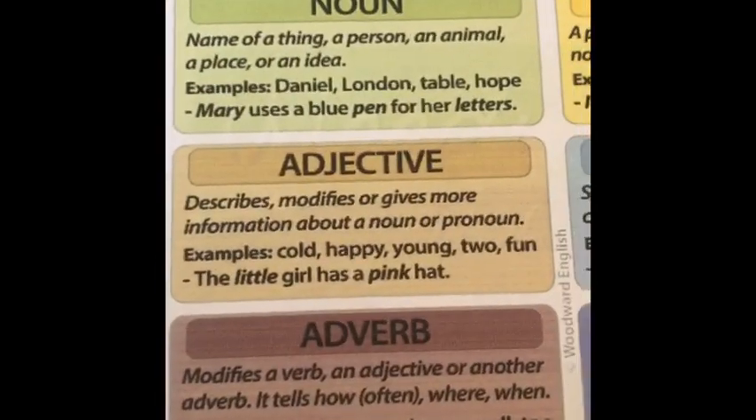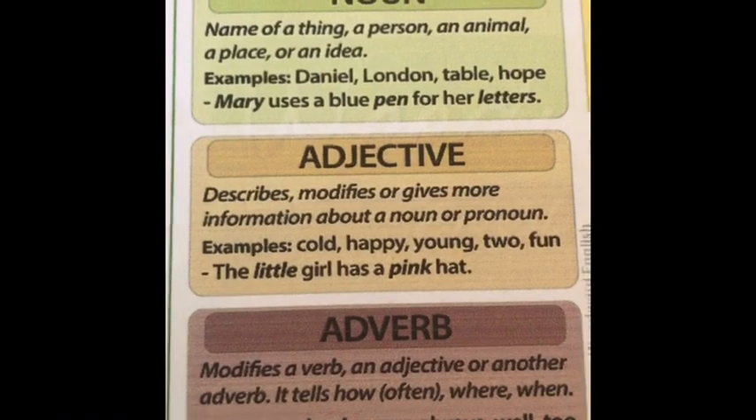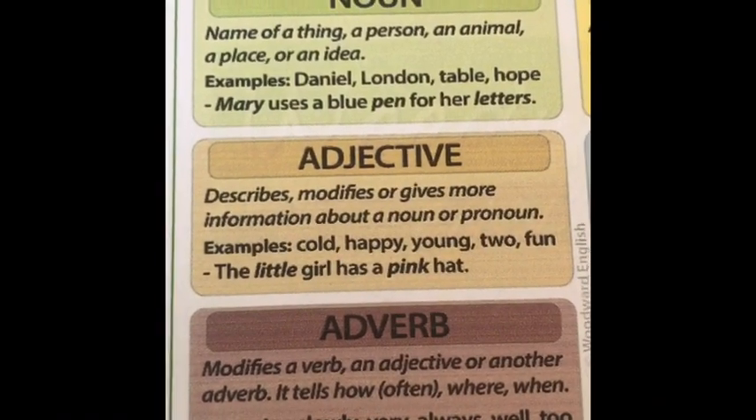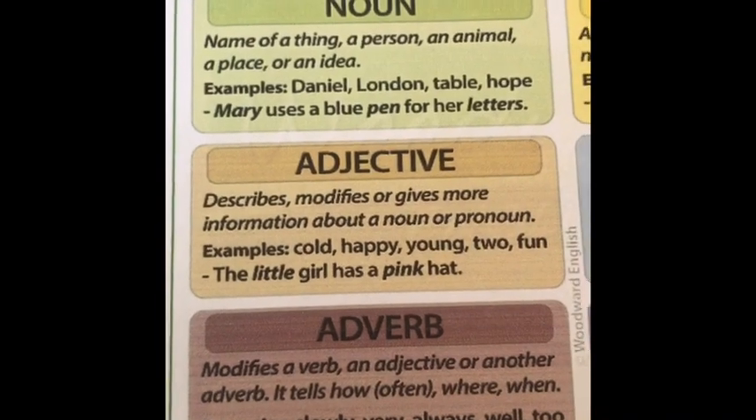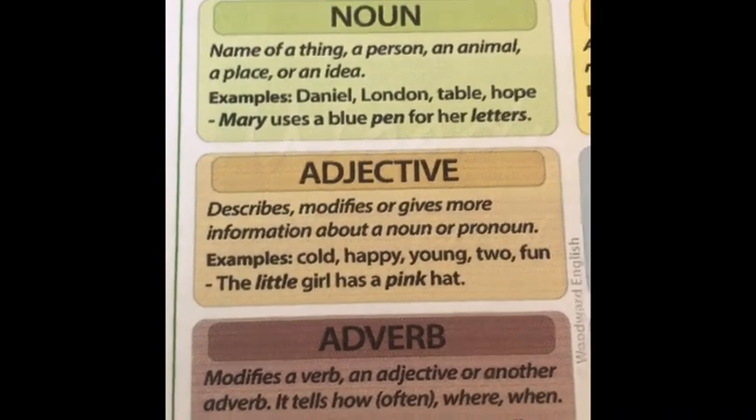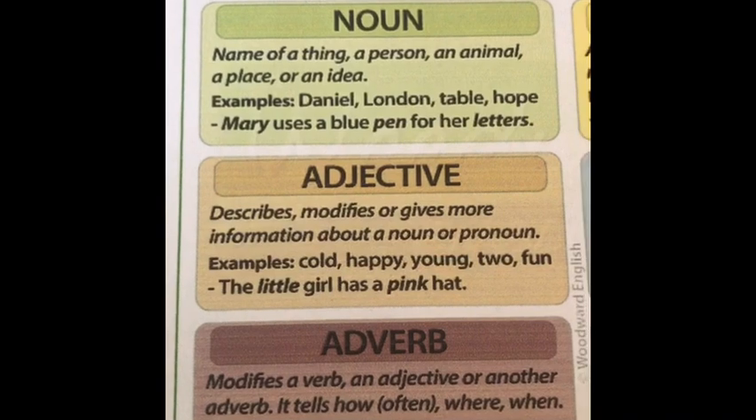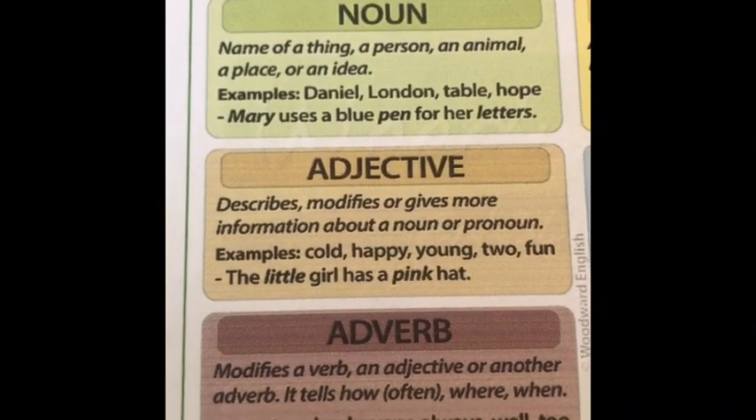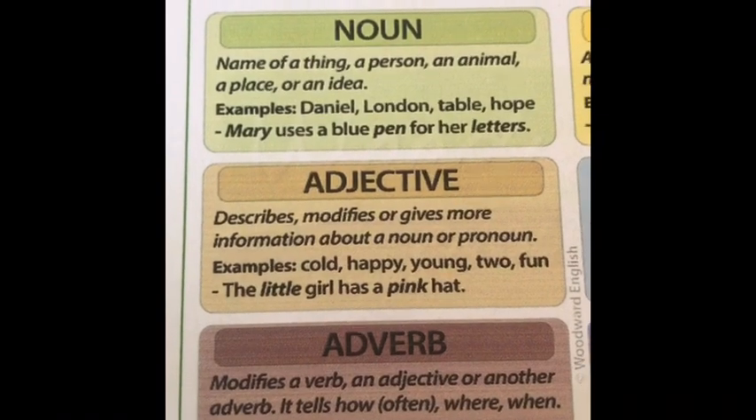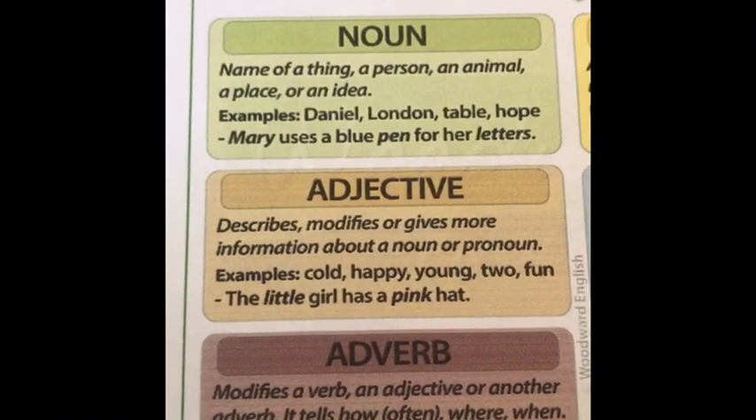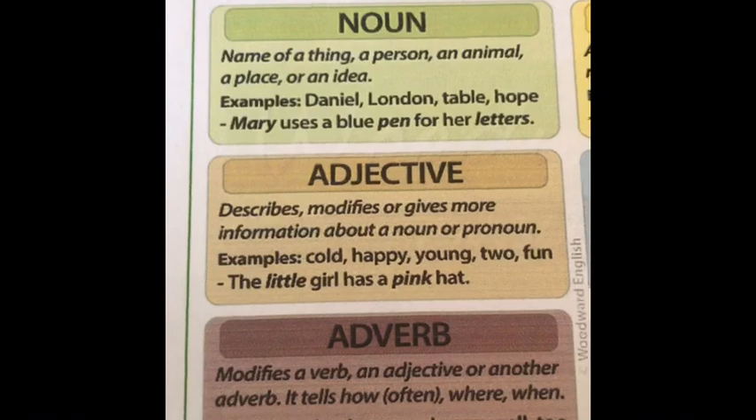And then the last one that I'll review for you today is adverb. An adverb modifies a verb, an adjective, or another adverb. It tells how often, where, or when. So the examples are slowly, very, always, well, and to. So yesterday, I ate my lunch quickly. Yesterday describes when, and quickly describes how we ate the lunch. We ate it very fast.